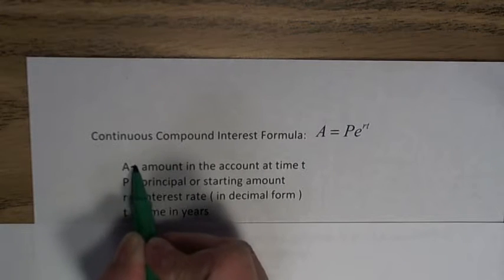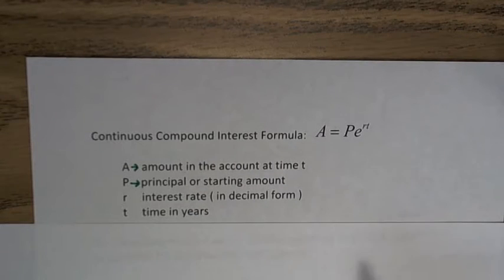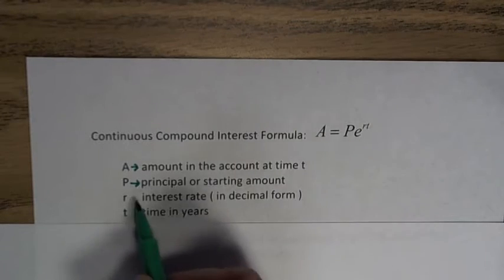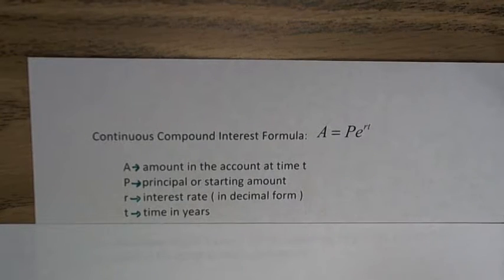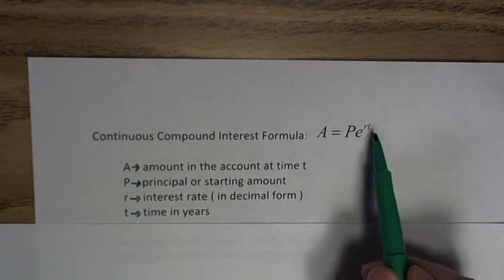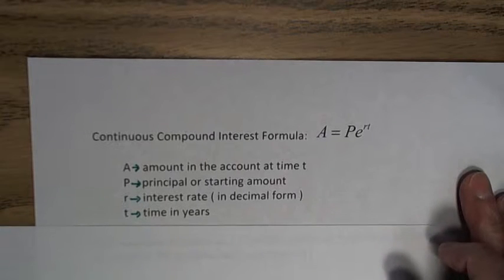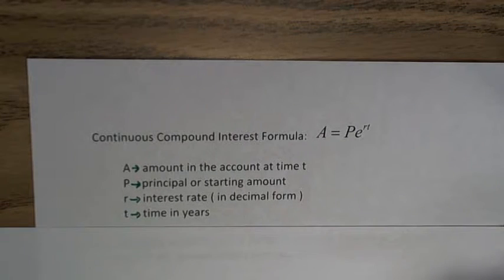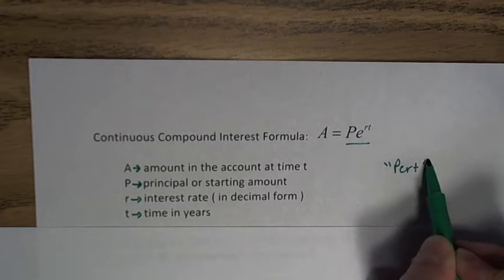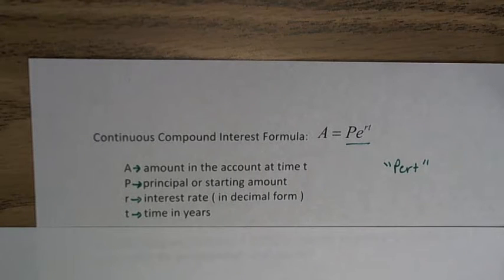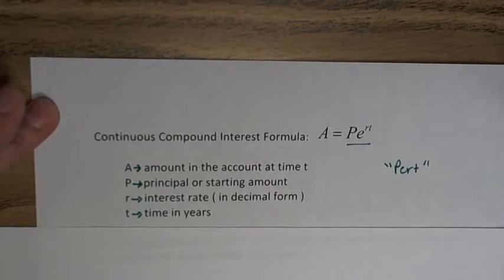A is still the amount in the account at time t. P is still the principal or starting amount. R is still your interest rate in decimal form, and t is still your time in years. But notice that both the r and the t are in the exponent in this particular formula. One way that a lot of students will remember this is they'll think of it as the PERT formula. So if you're familiar with Pert shampoo, you can think about washing your hair when you're looking at this formula.